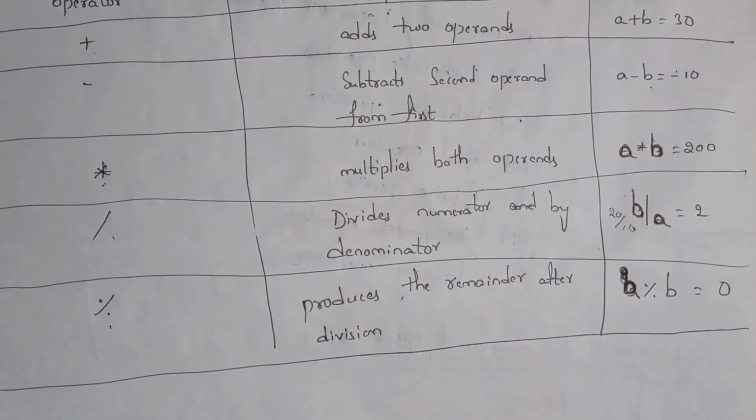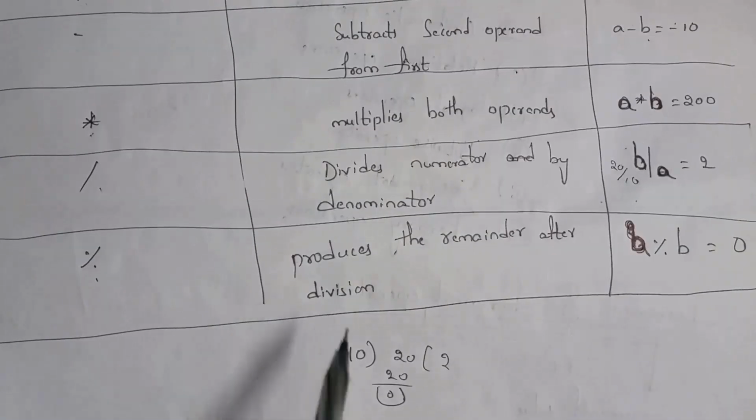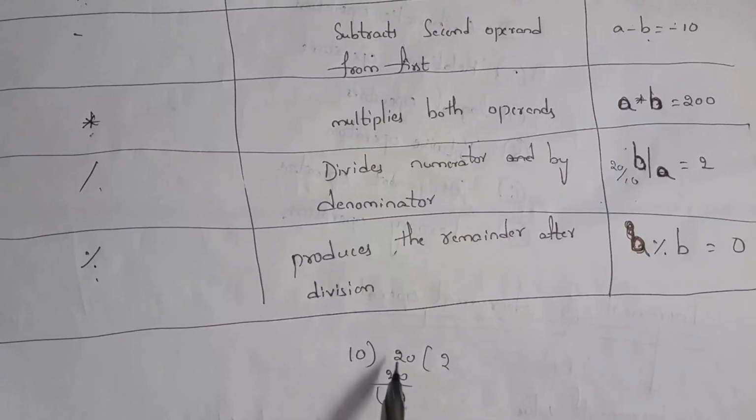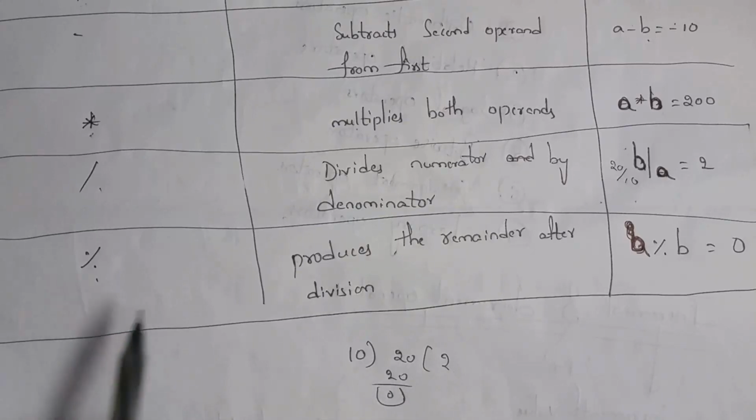Last one is modulus. Modulus will provide remainder as output. For example, here I want to divide value of a by b. If we divide value of a with b, that is 10 divided by 20, remainder is 10. Modulus will provide remainder as output. So here I will get output as 10. These are 5 arithmetic operators in C. I will explain C program for these arithmetic operators.